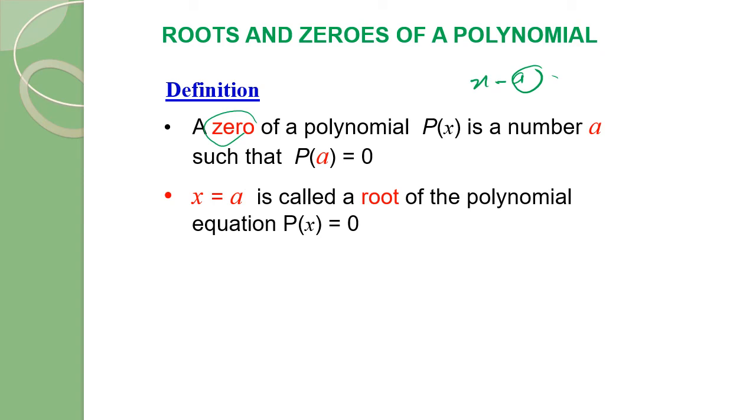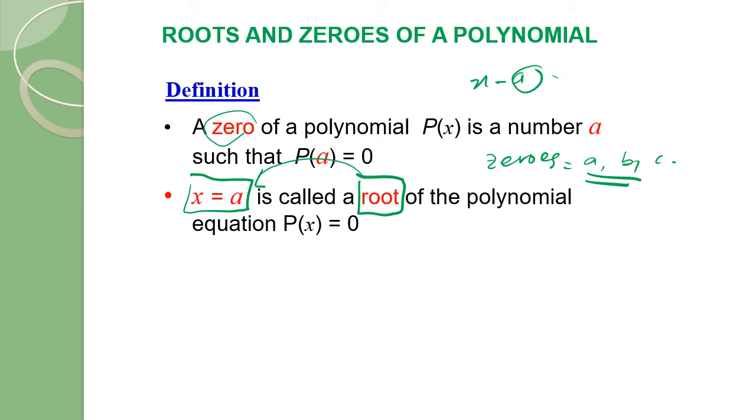x equals a is called a root of the polynomial equation P(x) equals 0. So we know that a is a zero, then x equals a is the root. But for zeros, we can write down the zeros of the polynomial as a, b, c, just the values themselves. But for roots, we have to write down x equals a, x equals b, x equals c.